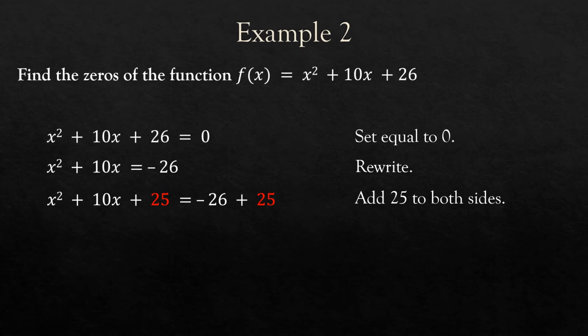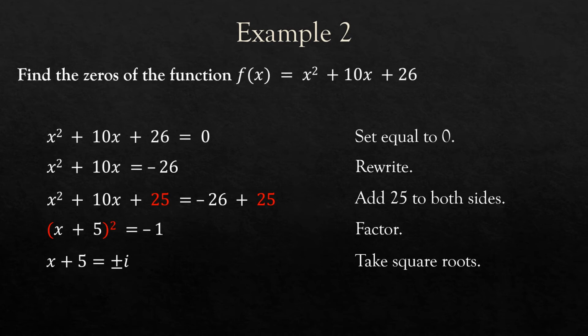Next, we'll add 25 to both sides. Once again, we can get 25 by taking a look at the second term, which is 10, dividing it by 2, and squaring it. So 10 divided by 2 is 5, and 5 squared is 25. Now we'll factor it and get x plus 5 squared is equal to negative 1. Next, we'll take the square root of both sides.